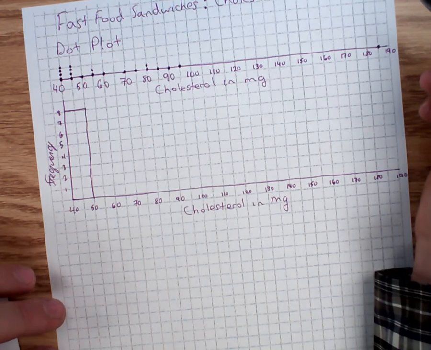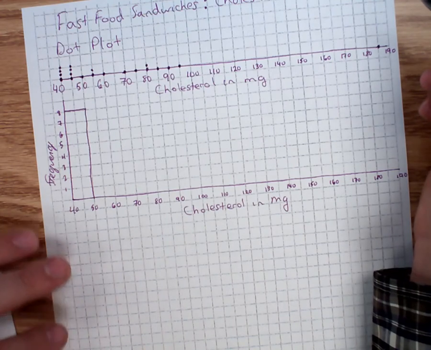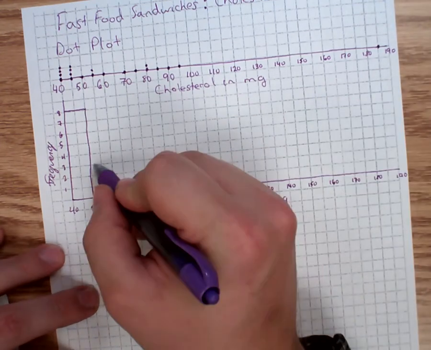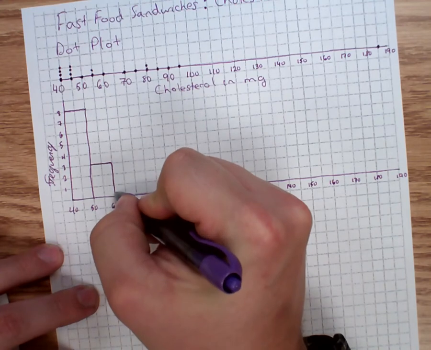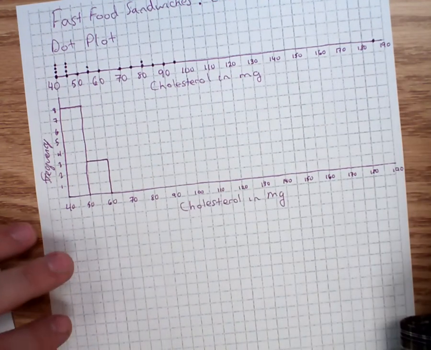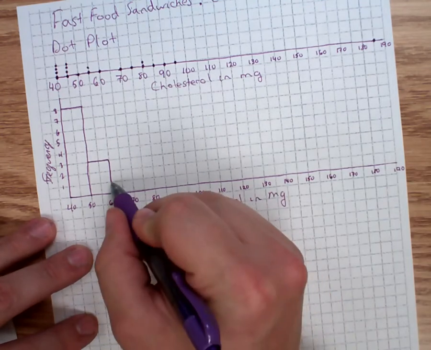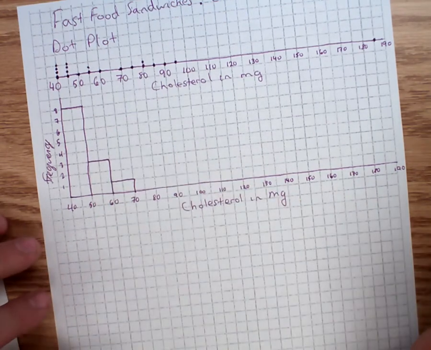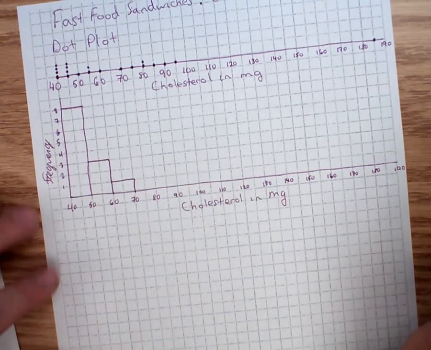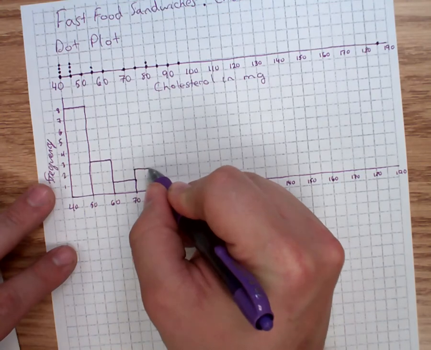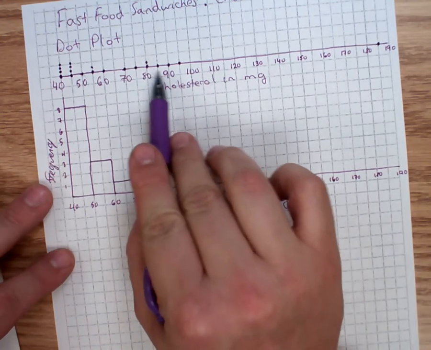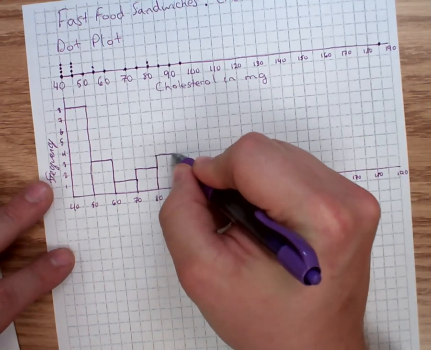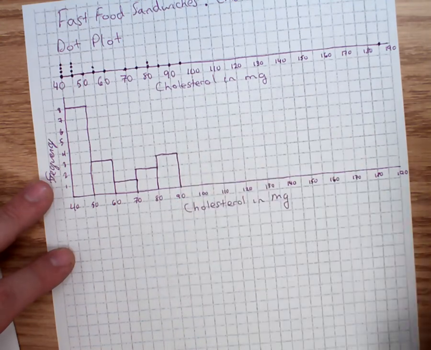How many do I have from 50 to 59? 3. 60 to 69. 1. 70 to 79. 2. 80 to 89. 3. 90 to 99.